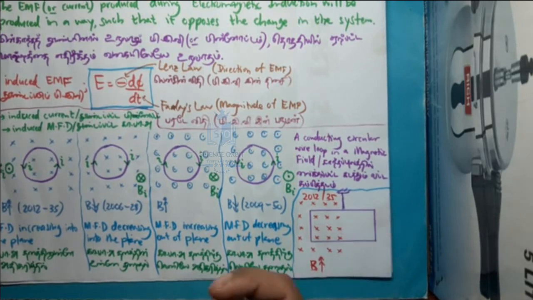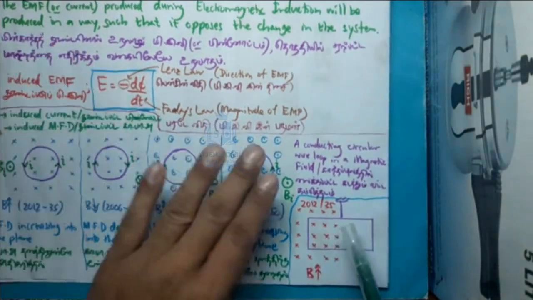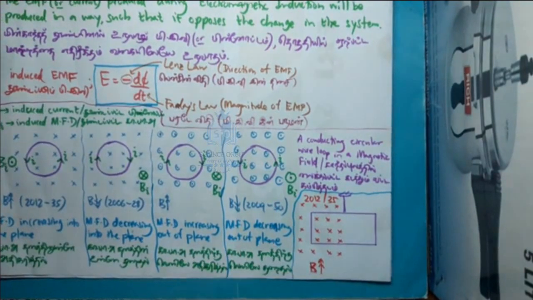First of all, you have to find out the current in this loop. We already found it. Let's forget about that. Don't look at this. Let's try it again, so it will be practice for us. I will be using the green color for the induced ones.